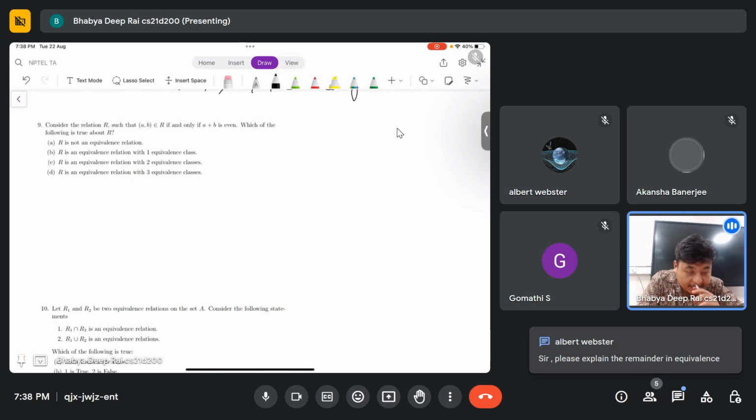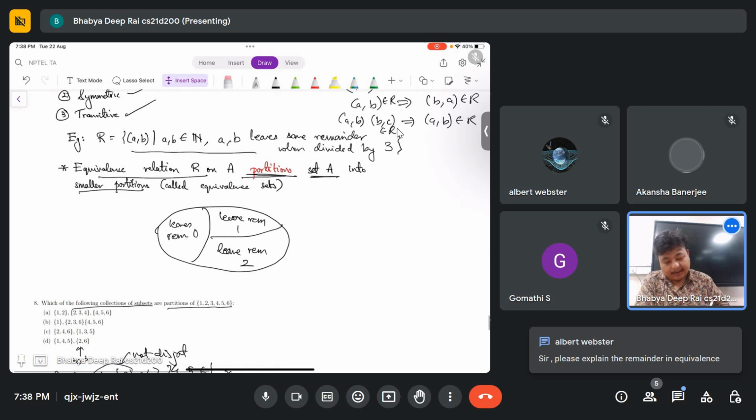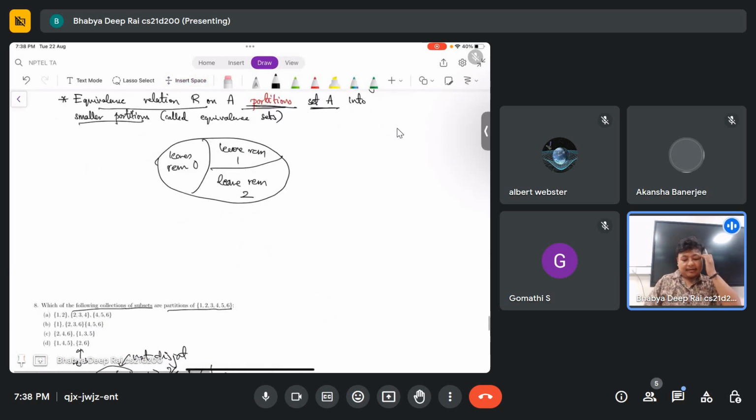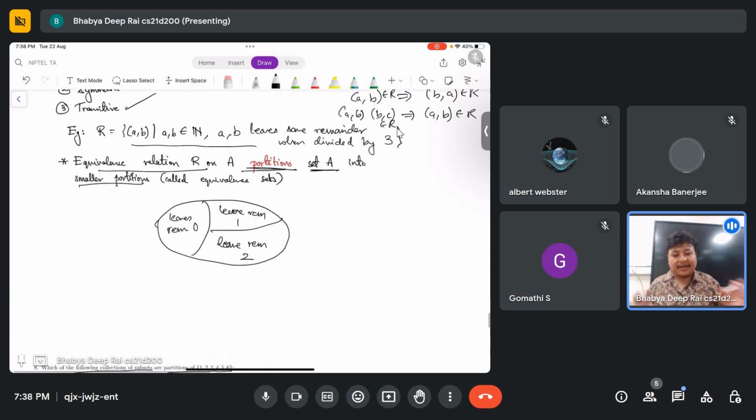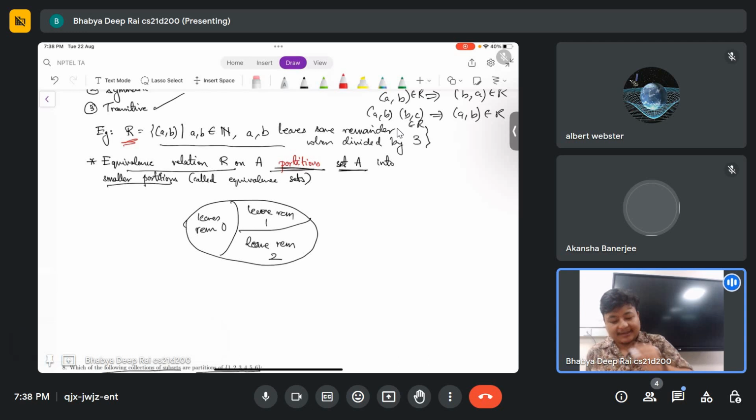So please explain the remainder and equivalence. Oh, okay, I'll do that. Yeah, okay, Albert. Let's see how the partitions are getting formed in the case of remainder. So this is my relation R. Now what is R saying? A is related to B if A and B leave the same remainder when divided by 3. Okay, this is my relation. Good.